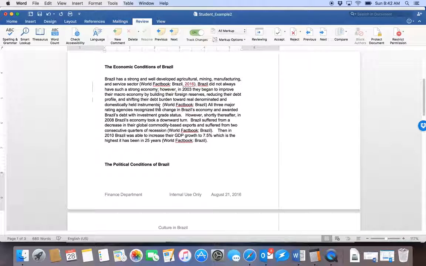And it looks like this came from the World Factbook. So again, comma, 2016, and then the period after the citation.